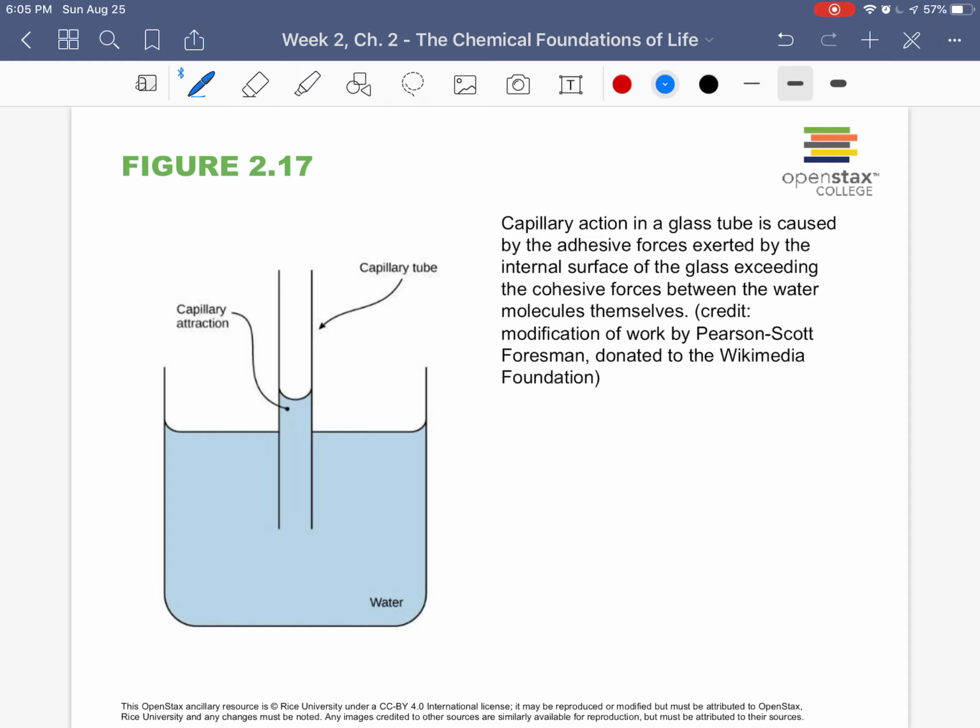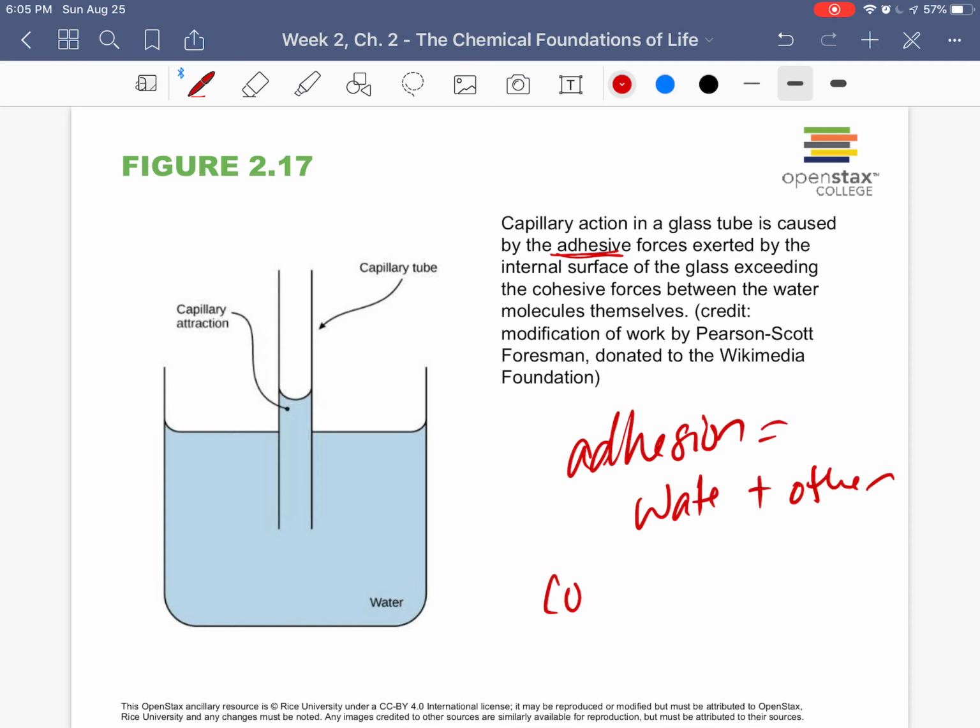So capillary action is a reaction that's caused because of cohesion and adhesion. So the adhesive forces of the water, remember, adhesion is water plus other. Okay, cohesion is water attracted to water. So adhesion is the attraction of the water to the tube.